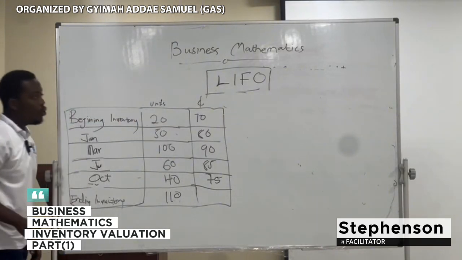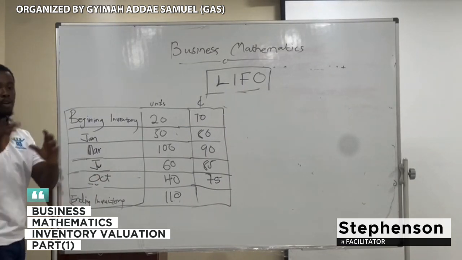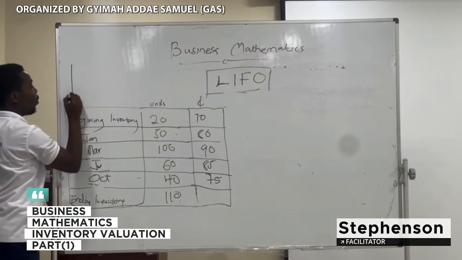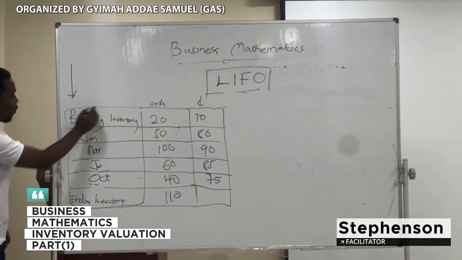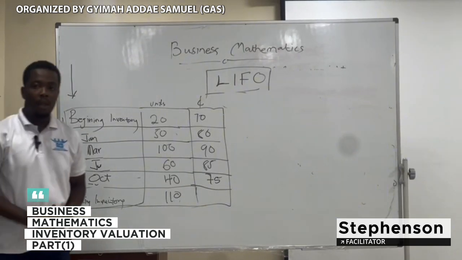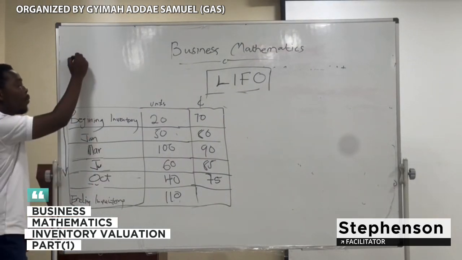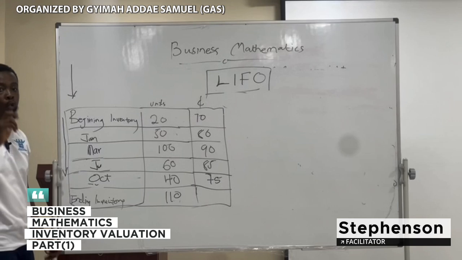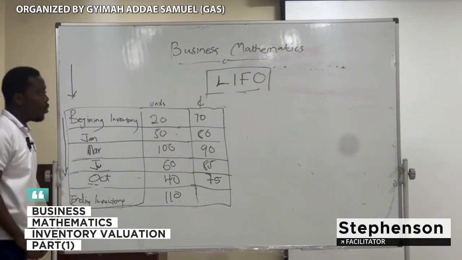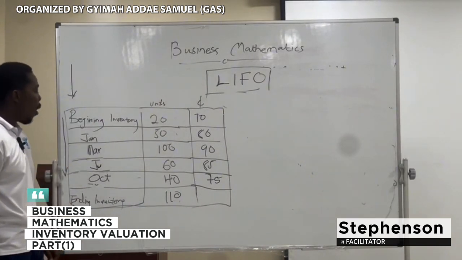So if we are selling from down to top, that means our inventory will be left with those at the top. So with the LIFO, the rule here is that when you are valuing your inventory, you start from the top to down. LIFO, you start valuing your inventory from top to down. All right, so let's use this table to try and value our inventory.